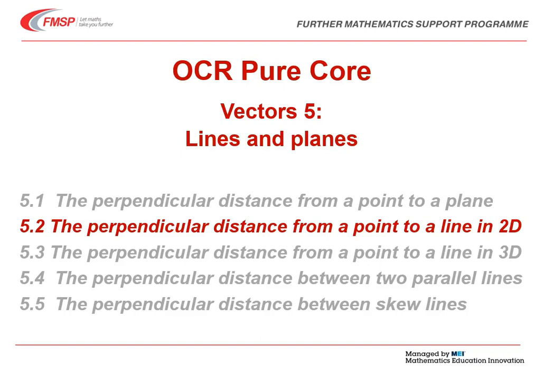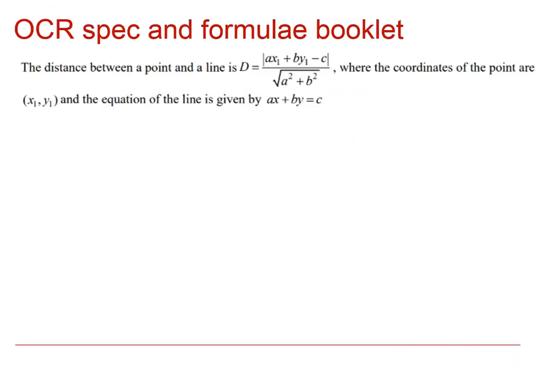This is Vectors 5, Lines and Planes, video 5.2, the perpendicular distance from a point to a line. In this video we're just going to be looking at what happens in 2D. A later video will show what we do in 3D. And we can see here the formula that we are given in the formula book in order to work this out.